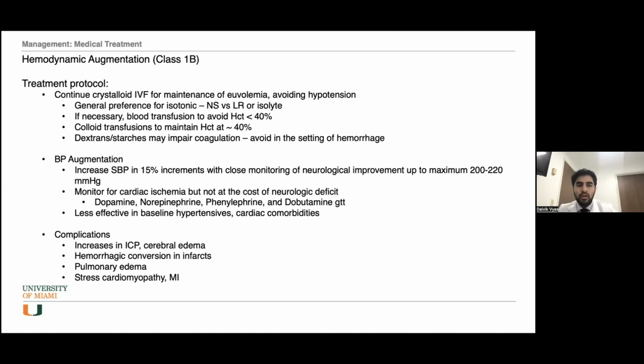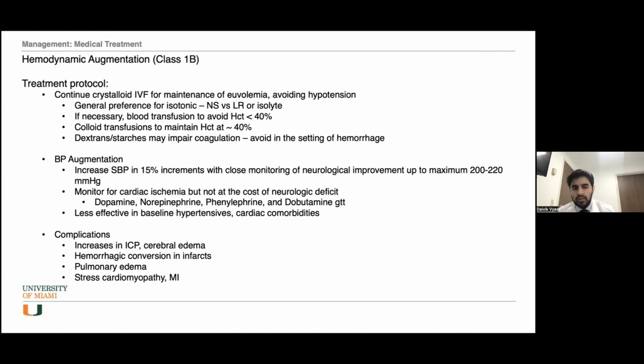And for blood pressure augmentation, they actually endorse increasing the systolic blood pressure in 15% increments up to a maximum of about 200 to 220 millimeters of mercury, monitoring for cardiac ischemia and starting either inotropes or vasopressors as needed to help maintain these effects. The blood pressure augmentation evidence shows that it's actually less effective in patients who have a baseline hypertension because of their systemic response to an increase in blood pressure, and in patients who have cardiac comorbidities.